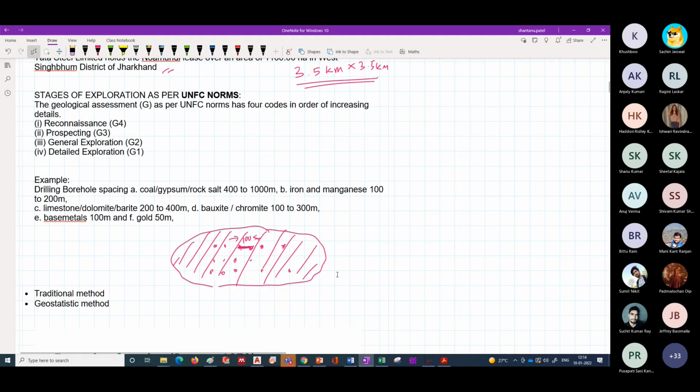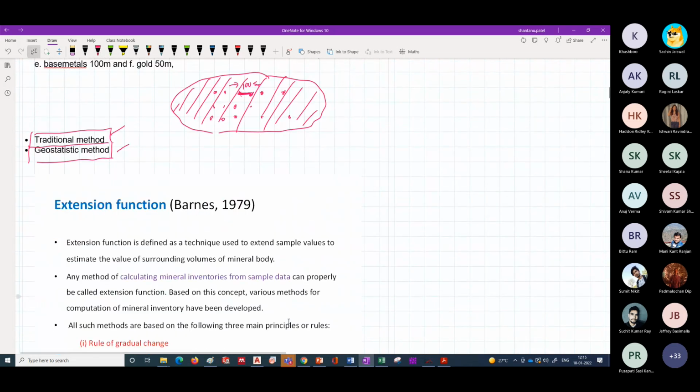There are two ways to get from this borehole information to the total quantity of ore or mineral present in that area. One is the traditional method, and the second is the geostatistical method. Today we will be talking about the traditional method. The geostatistical method involves kriging and variograms, which we will talk about in our next class. There is something called the extension function.